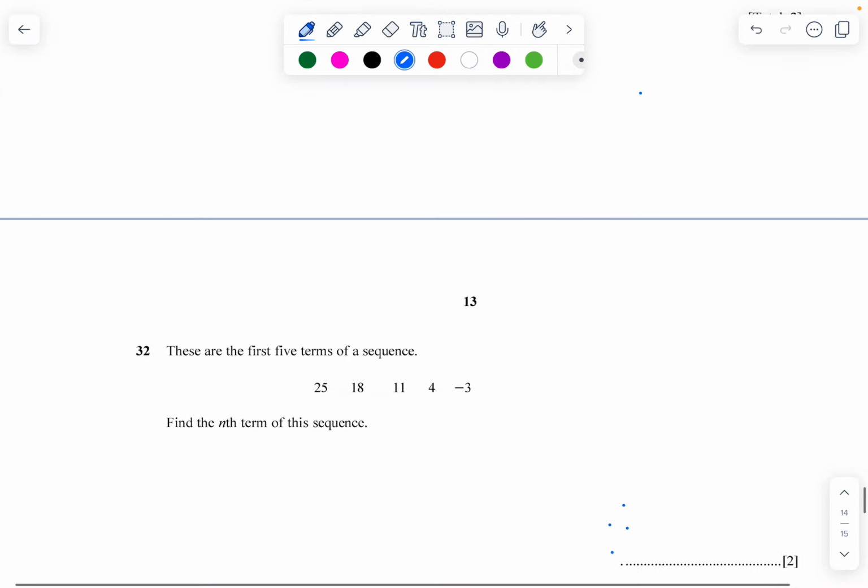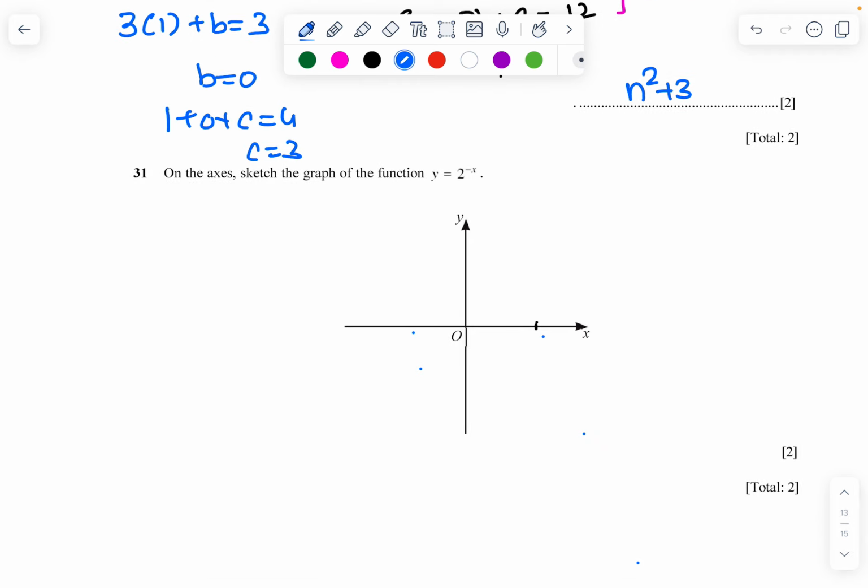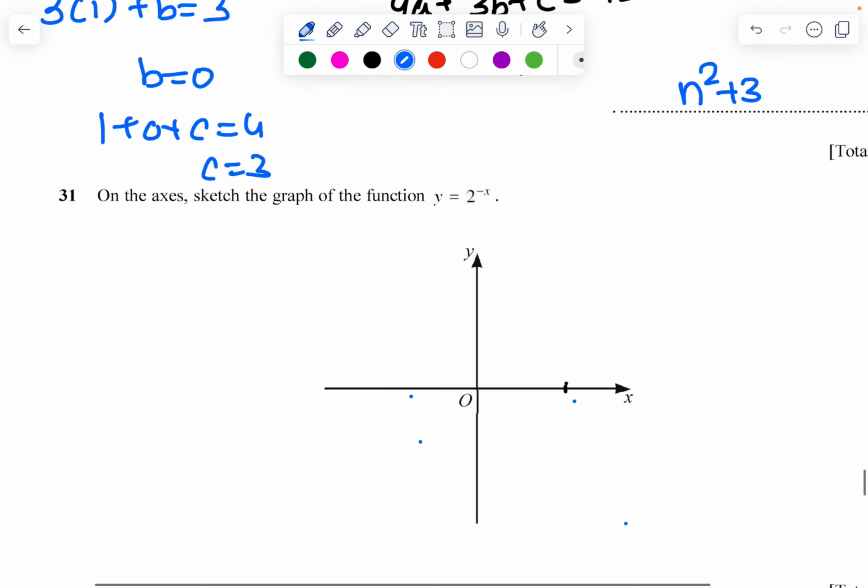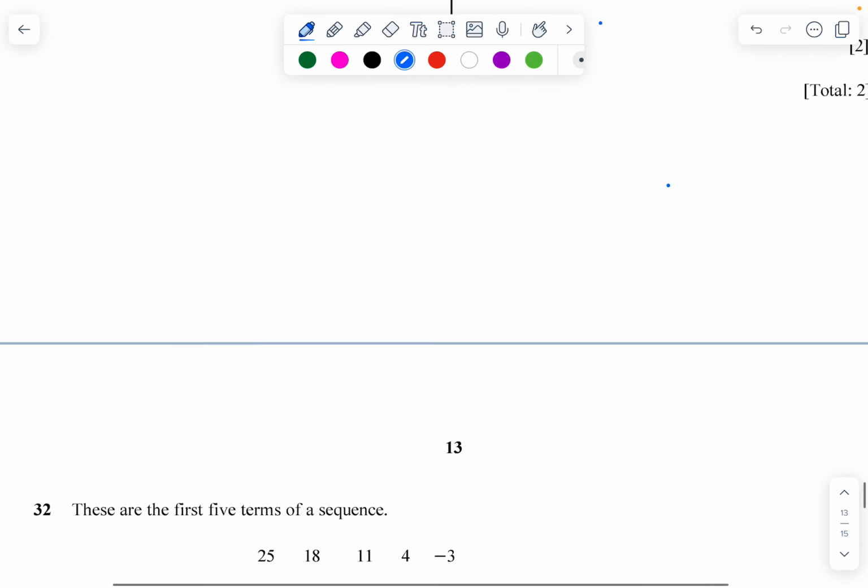Next, we have up to 33. Last, on the axis, y equals 2 to the power of minus x. 2 to the power of minus x should be in this way, passing through 1. This is the standard shape.